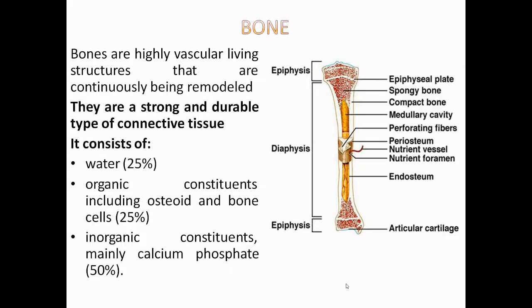Now we will study the bone. Bones are highly vascular living structures that are continuously being remodeled. They are strong and durable types of connective tissue. Bones consist of water, which would be 25%, organic constituents including osteoid and bone cells, which would be 25%, and inorganic constituents, mainly calcium phosphate, which would be 50%.